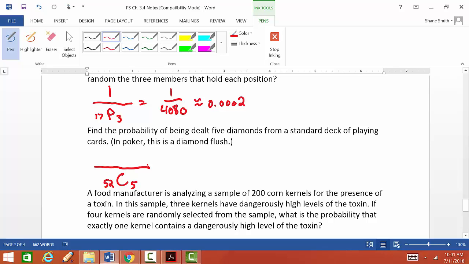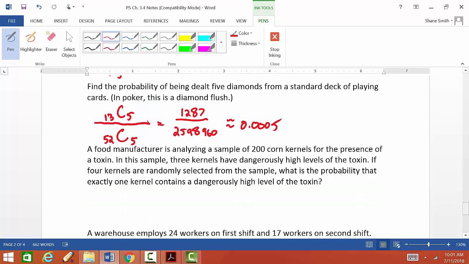And then in the numerator is fulfilling the event. Well, the event is getting 5 diamonds. How many ways can I get 5 diamonds? Well, there's 13 diamonds in a deck, and I'm choosing 5 of those. So we have 1,287 for the top, and we're going to divide that by 2,598,960, and the answer is 0.0005.